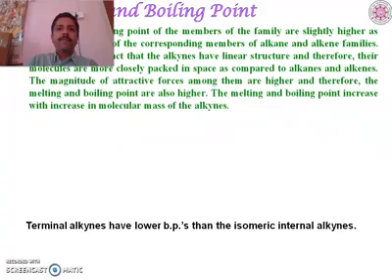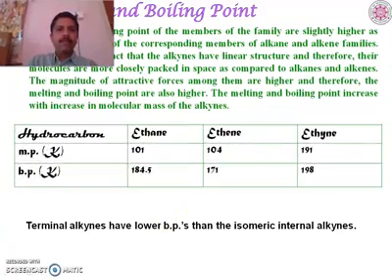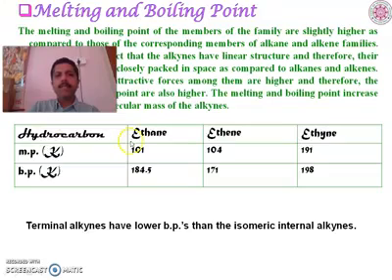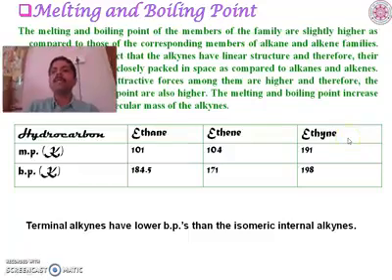The most important physical property, as we have already discussed, is melting and boiling points. Here in the table you can see the melting point for ethane is 101, for ethene 104, for ethyne 191. That means the boiling point is becoming higher in the case of alkynes. So why is this so?